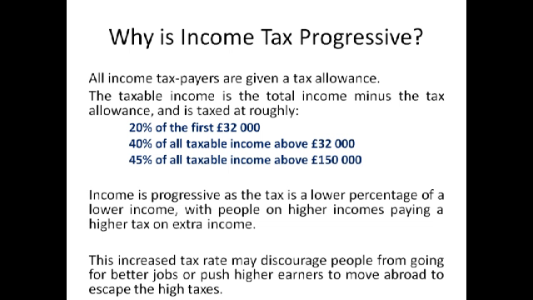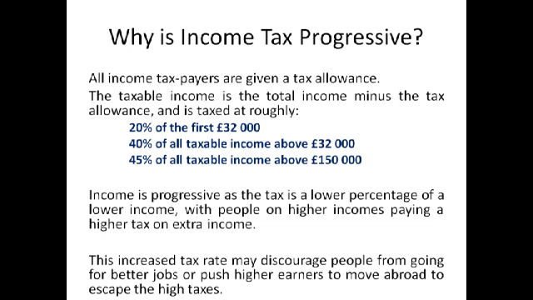The tax is a lower percentage of a lower income and a higher percentage of a higher income, making the tax progressive. Take Marco, who's a cruise ship entertainer and only earns £8,000 a year. He's within the tax allowance and therefore pays no tax. Jacob's a cricketer earning £30,000 a year.